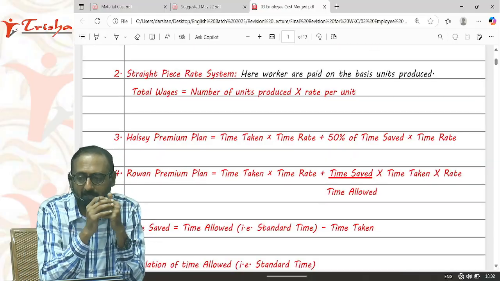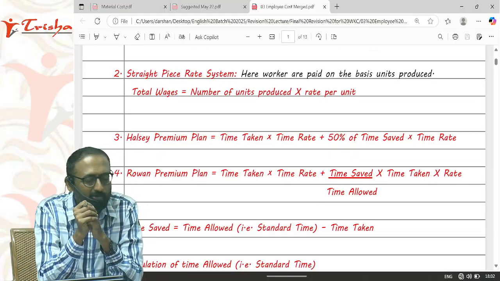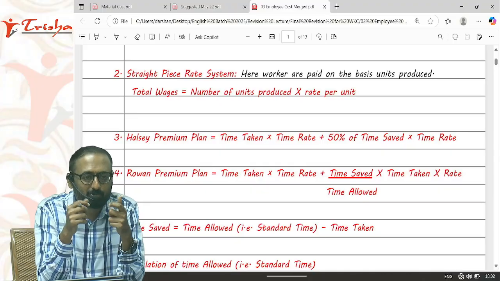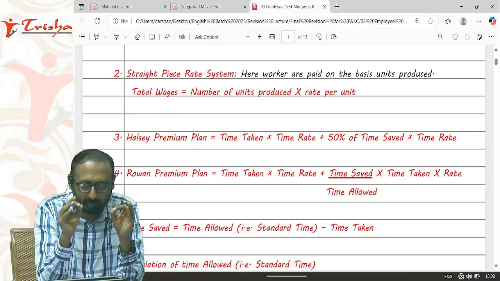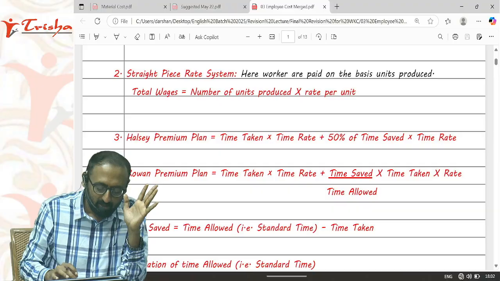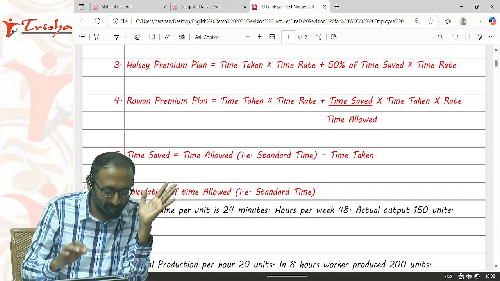Next one, second part is your piece rate system. You're going to pay according to the number of units produced by you. The formula is very simple: number of units produced multiplied by rate per unit. Next, we'll go to the next part, that is the HALSE premium plan.